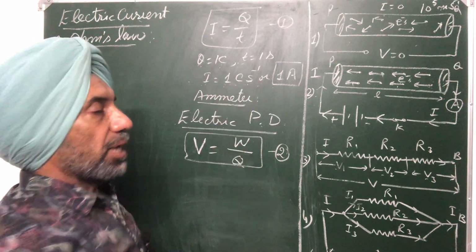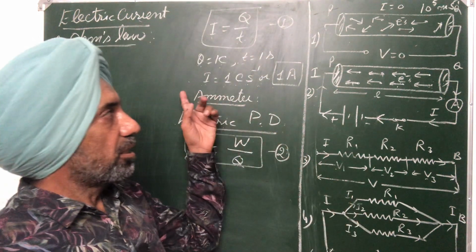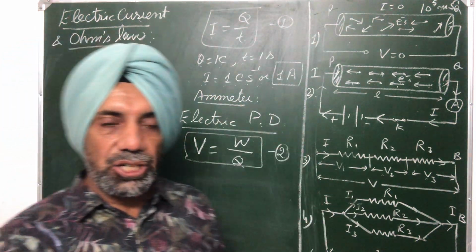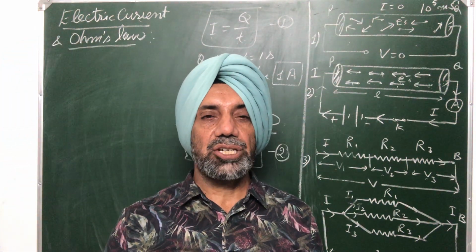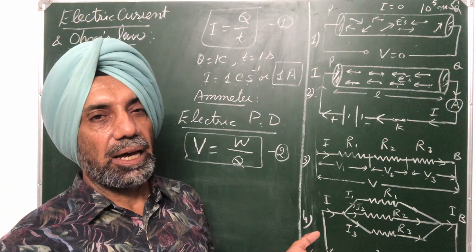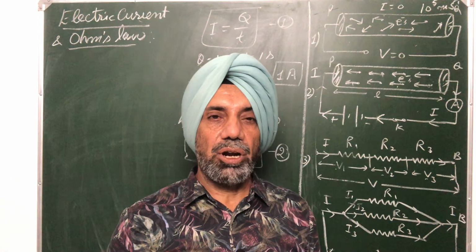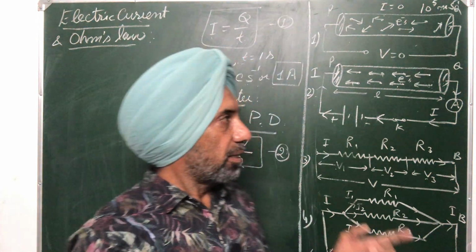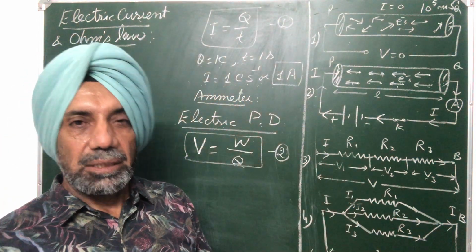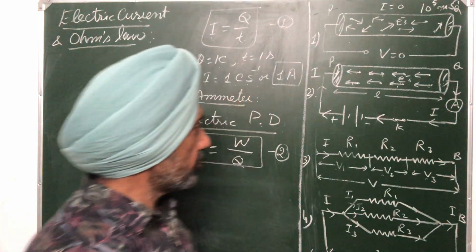Even though current is a scalar quantity, it has a unique direction. The direction of current is taken as the direction of flow of positive charge, that is opposite to the direction of flow of electrons. The direction of flow of electrons is called electronic current, and the direction of current which is opposite to the flow of electrons is conventional current.